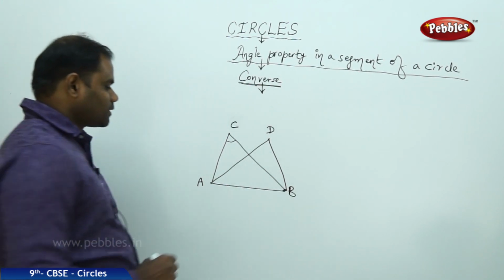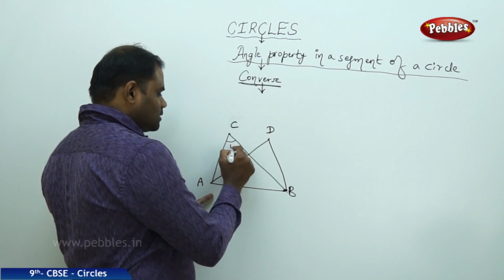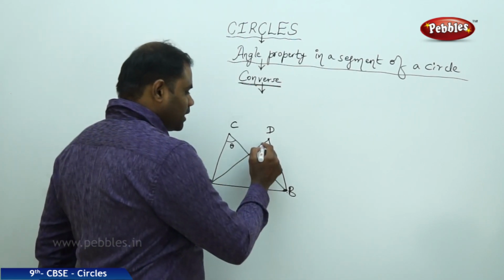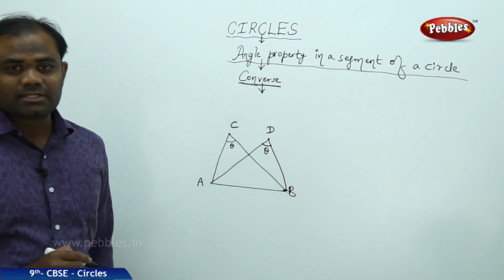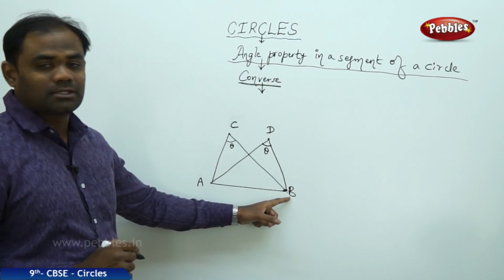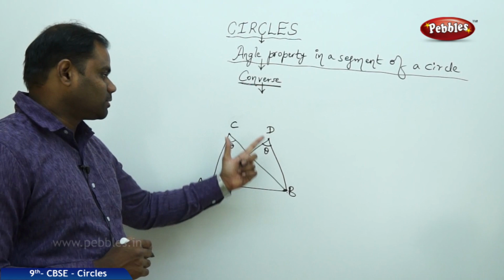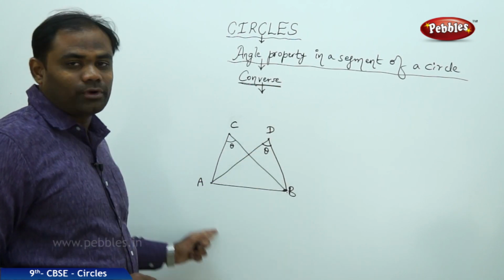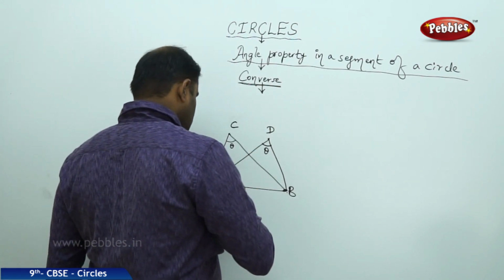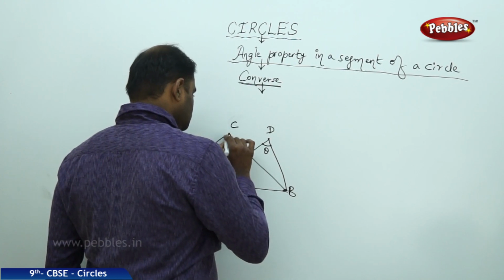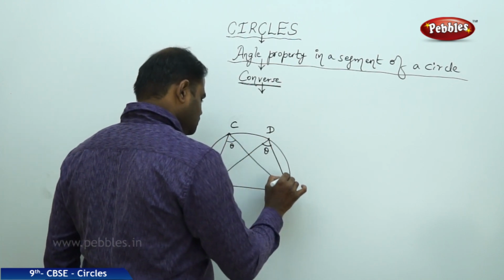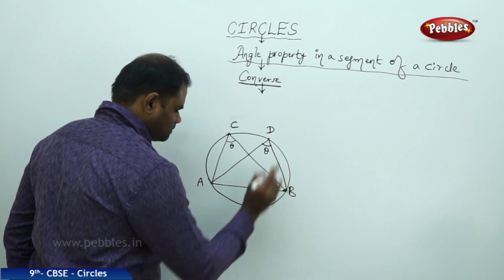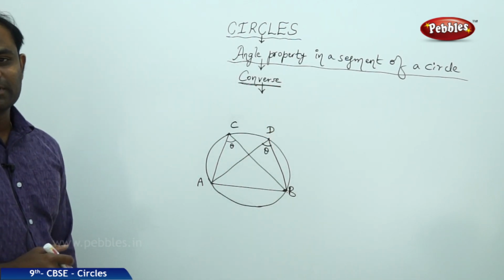So the property says that if the chord AB subtends angle theta at C, and the chord AB subtends the same angle at D, then it is perfectly possible to draw a circle passing through all the 4 points. That is how I get a circle, is what the property says.